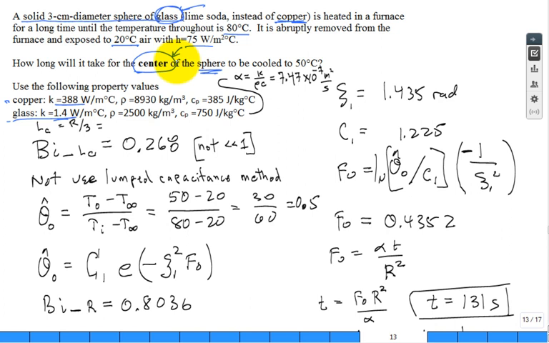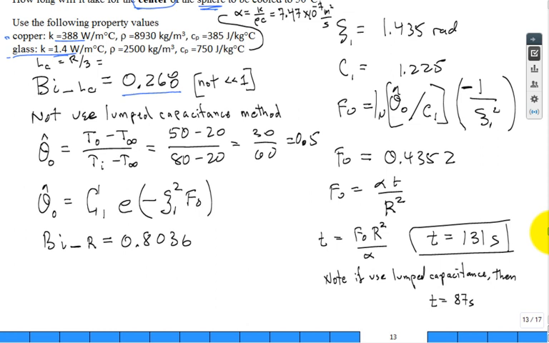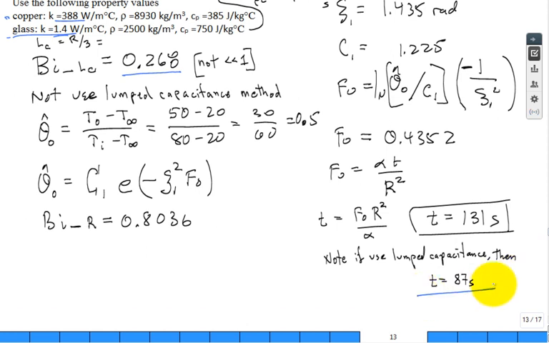So let's say you check the Biot number and it's 0.268. That's not much less than 1. But let's say you went ahead anyway and you solved this problem using the lump capacitance. You would calculate a time to be 87 seconds. Now we're going to do a lot of work, and we're going to come in with the final answer of 131 seconds. What's your tolerance for difference, you know?